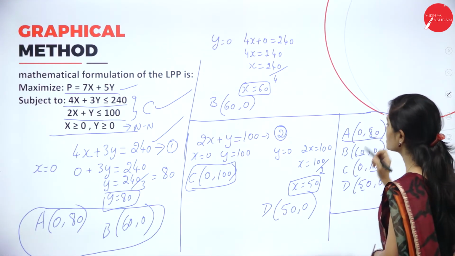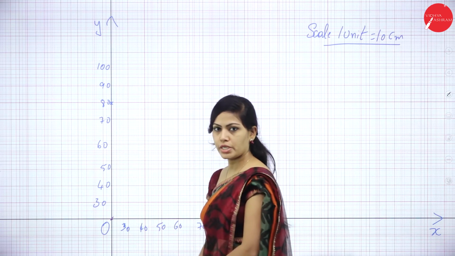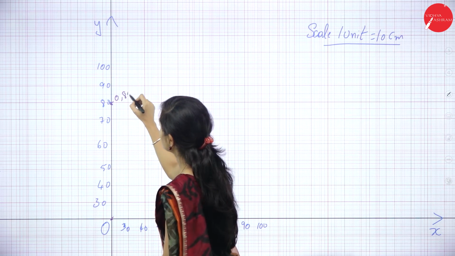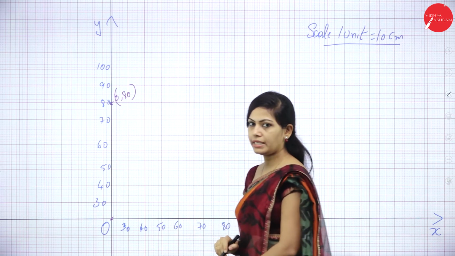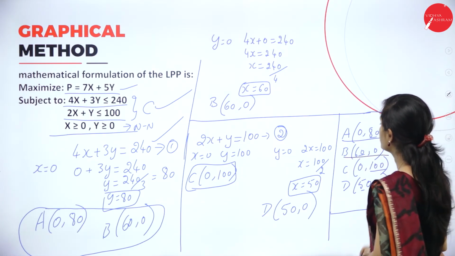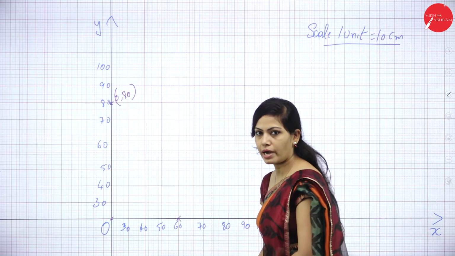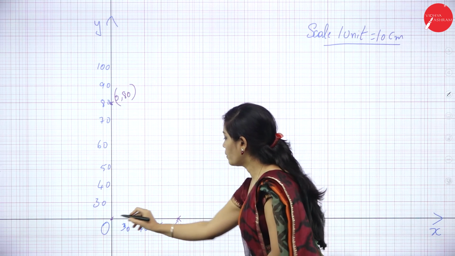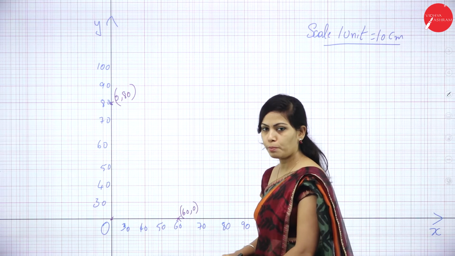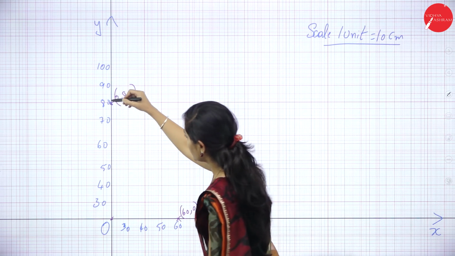So the first point is 0, 80. 0 is on the x axis and 80 is on the y axis. The next point, point B, is 60, 0: the x value is 60 and y is 0. We got two points, 0, 80 and 60, 0. You just connect these two points with a line.